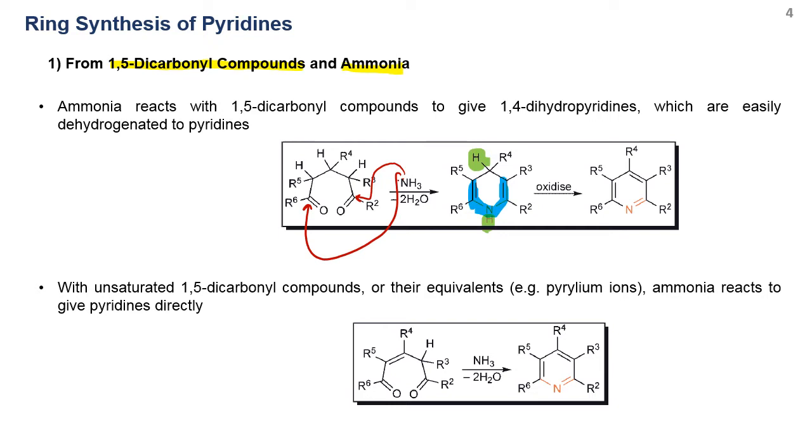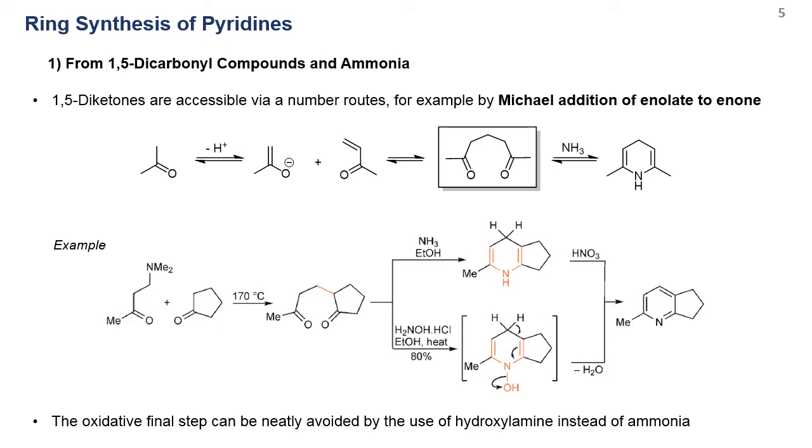Another alternative way to synthesize is to use a 1,5-dicarbonyl compound that already contains one double bond in the molecule. From here, if you react with ammonia, this can lead directly to the pyridine ring because you already have one double bond. So you can see that if we have the 1,5-dicarbonyl compounds, they can be easily converted into a pyridine ring by condensation with ammonia and then oxidation.